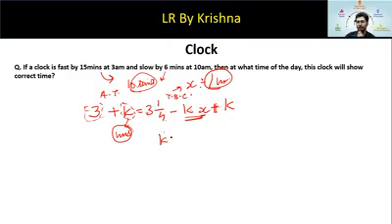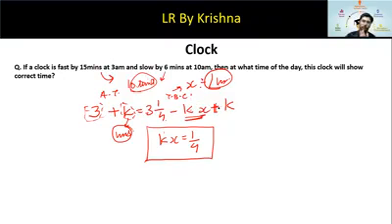From these two, you will get kx equal to 1 by 4. Again, this approach is not required. This is just for understanding, if you want to understand it by the use of equations. Kx equal to 1 by 4. Correct. Now what will happen? I know that at 10 a.m. it is showing 9:54.